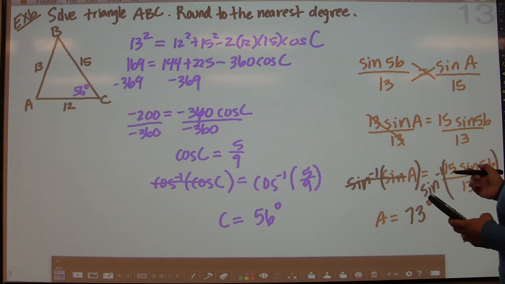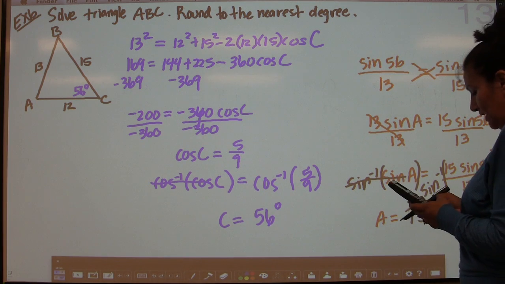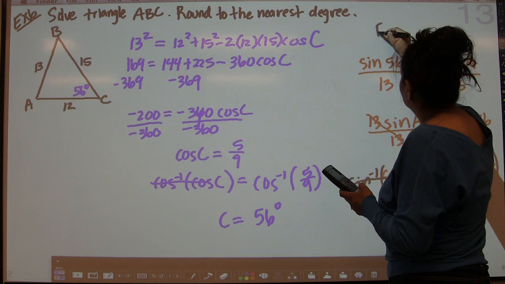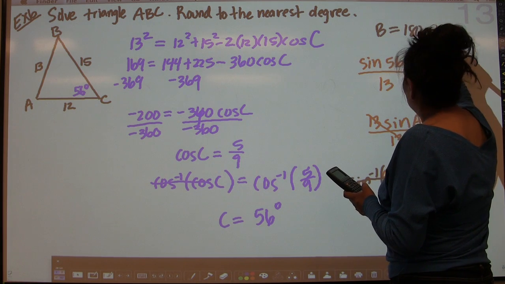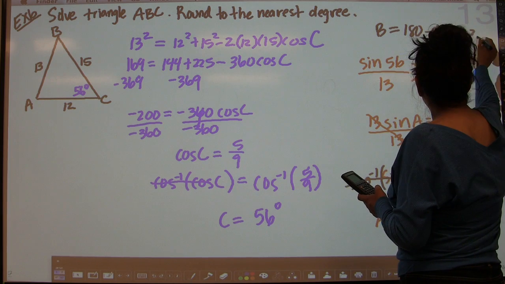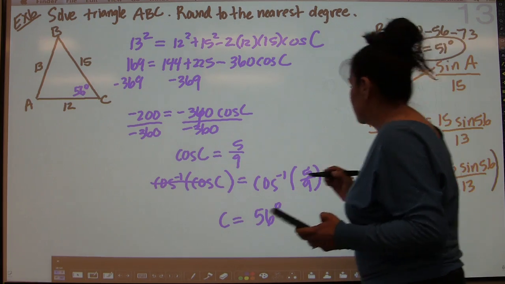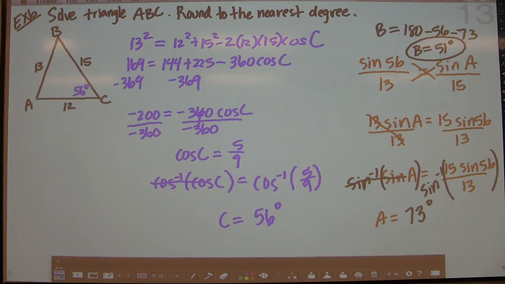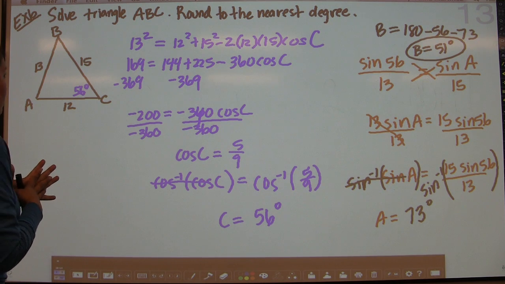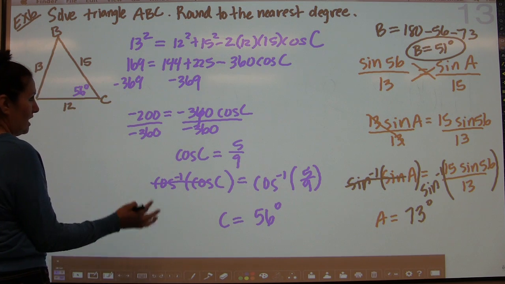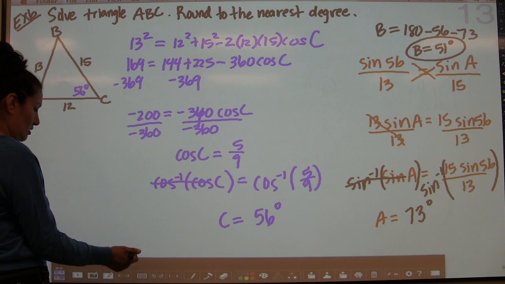Once you have A and C, you can find B very easily by going 180 minus your 56 minus your 73. So angle B equals 180 minus 56 minus 73. So B equals 51 degrees. And that's how you find A, B, and C. In this case, we used the law of sines and the law of cosines to get all of the different angle measures. You could have used law of cosines each time, but I think the law of cosines is a lot longer than the law of sines.